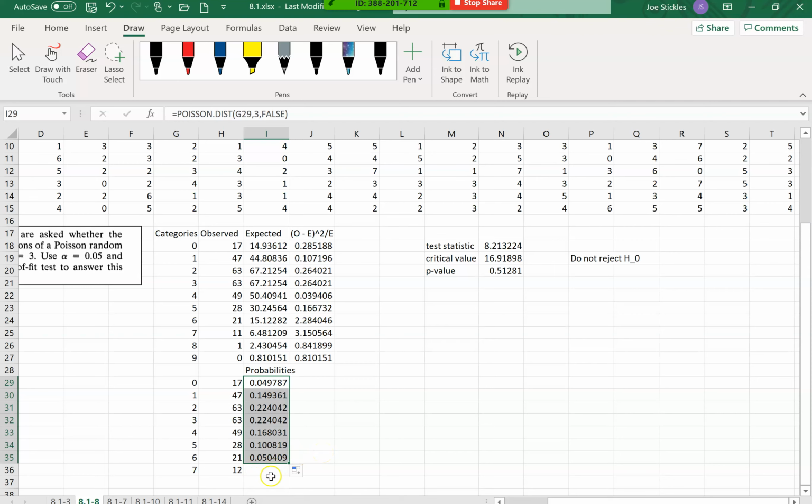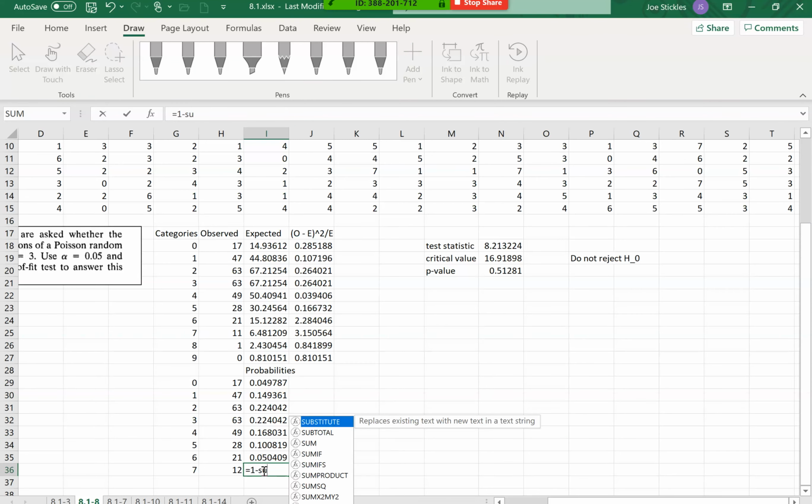This last entry here should be 7 or more, which means it should be the rest of the probability, right? It should be 7 and anything greater. So for this cell, I'm just going to do 1 minus the sum of the probabilities that are in the previous cells. Okay, so I'm just using the complement idea for that.